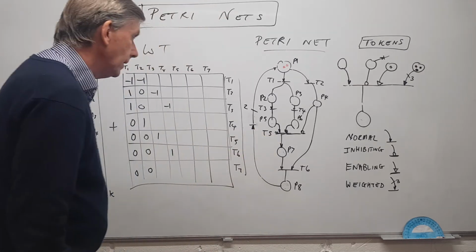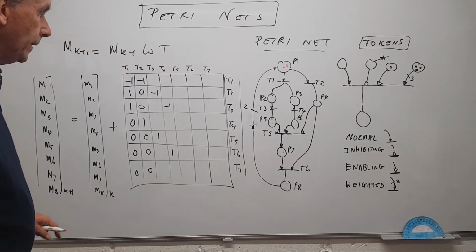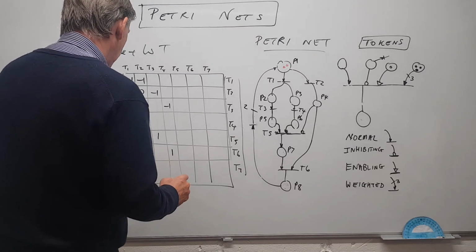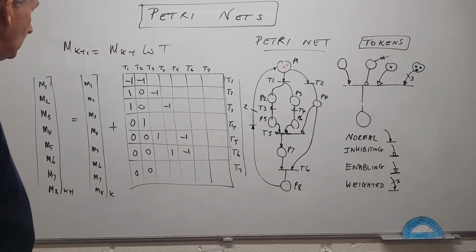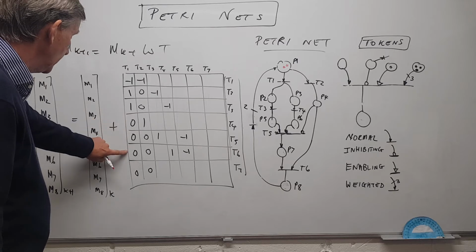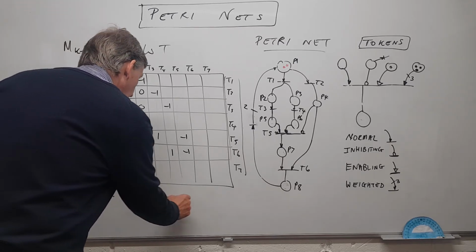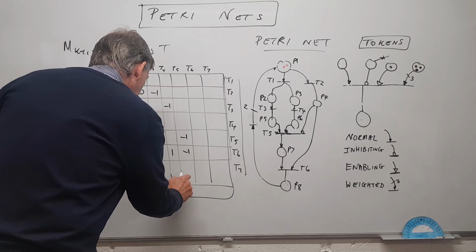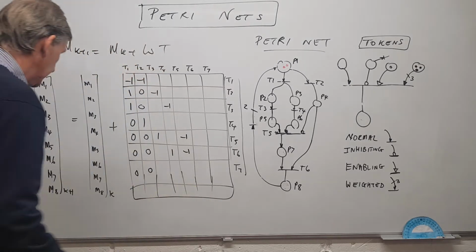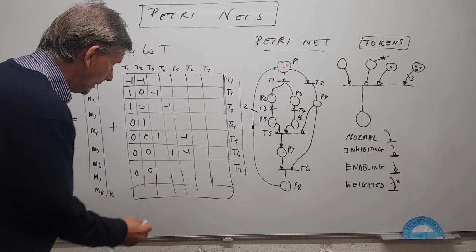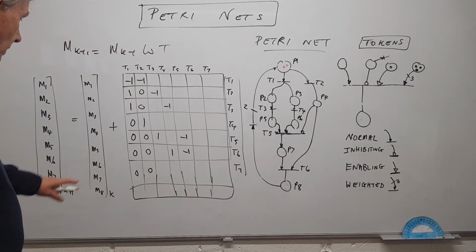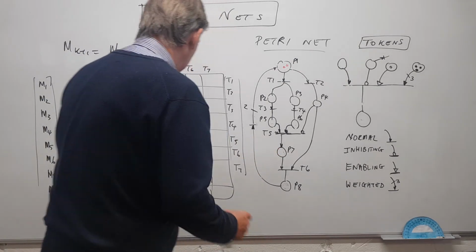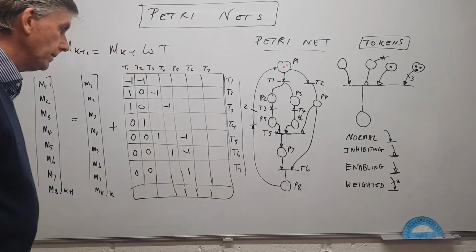If we fire T5, then P5 and P6 lose a token. 1, 2, 3, 4, 5, 6, 7. There should be 8 of these, shouldn't there? Because there's 8 of them. But this bit, we haven't come to that bit yet, so I was lucky, got away with that. So let's have a look at T5 again. P7 gains a token.